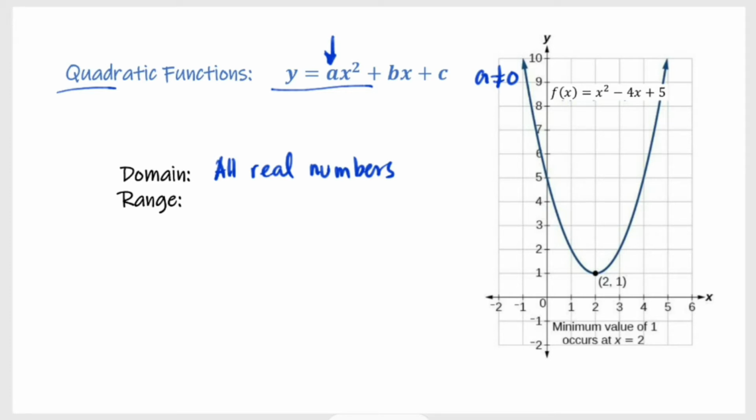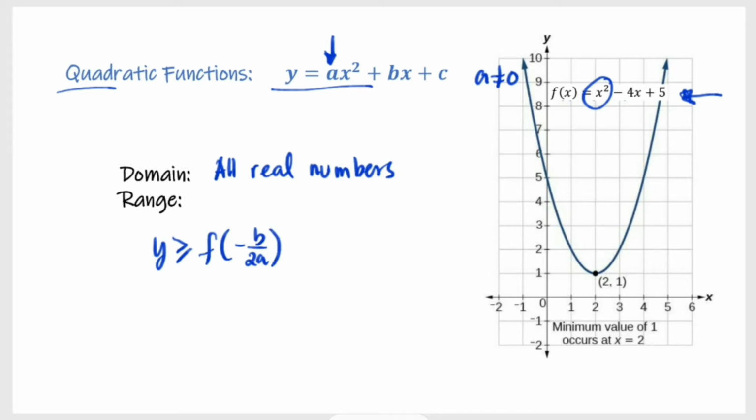Take a look at this example. The leading coefficient here is positive 1. That's why the graph opens upward. We can easily determine the range by simply looking at the graph, but what if there is no graph? So here's the formula that you can use: y greater than or equal to f of negative b over 2a. Let's check if this formula works.